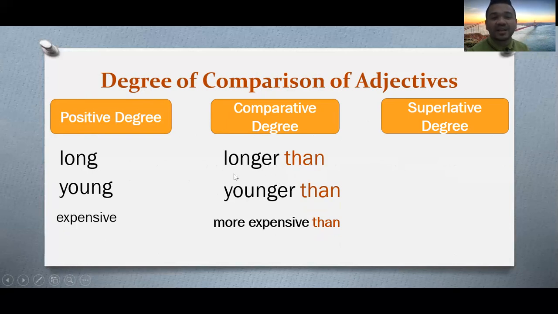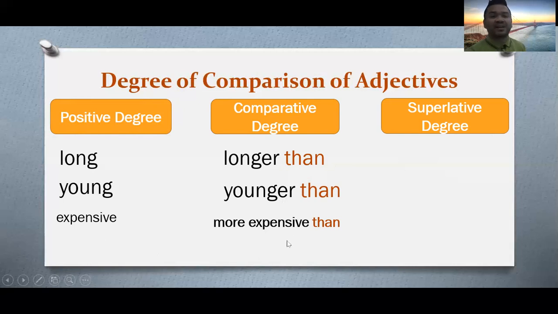Do not forget, add er and then than. Young, younger, we have to add er at the end of the adjective, and we have to add the word than. Expensive, now look at this. Expensive, here we add er. And then here in the expensive, we don't add er anymore. Instead, we add more before the adjective expensive.